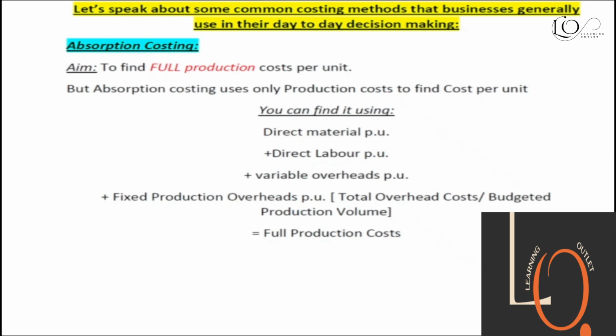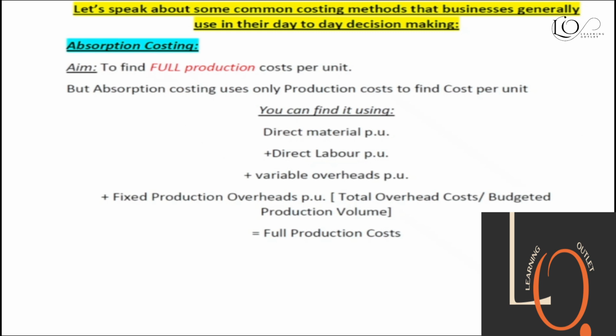Then add any variable overheads like electricity, inspection costs, anything that was related to that unit. So direct material, you add labor to it, you add variable overheads to it. Now you are calculating the full production cost, right? So you'll have to add a proportion of the fixed costs as well. Direct material, direct labor, variable overheads are all variable costs which you are adding, right? Fixed costs also need to be added here.